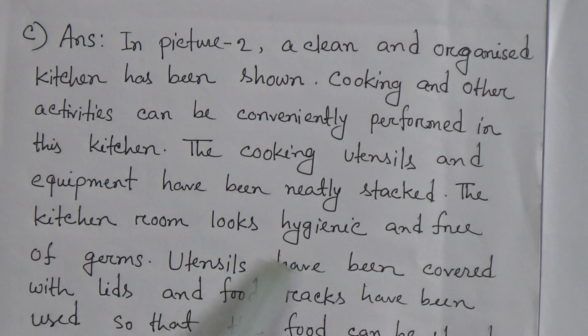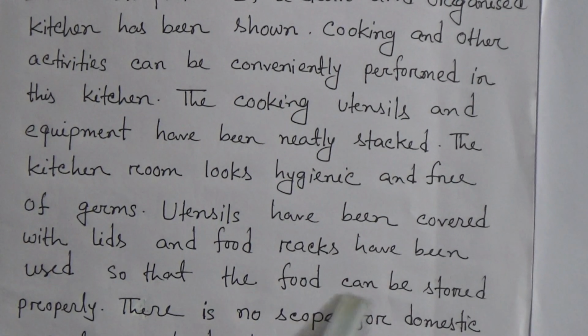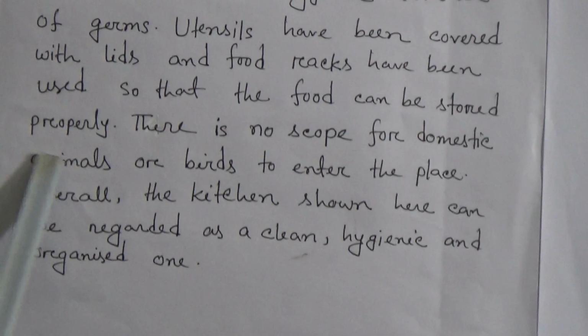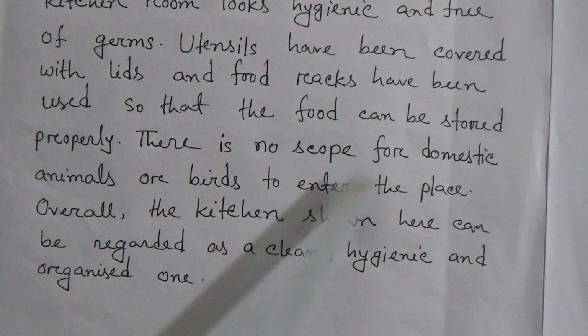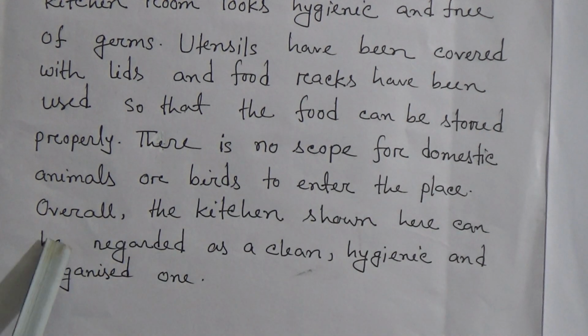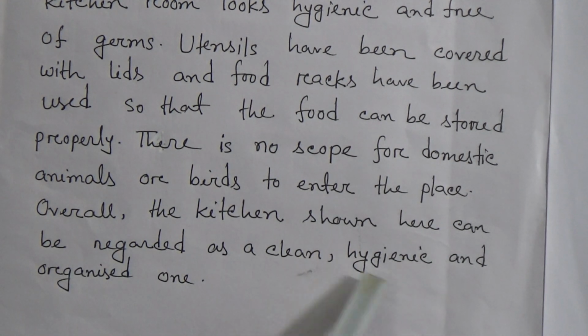The kitchen room looks hygienic and free of germs. Utensils have been covered with lids and food racks have been used so that the food can be stored properly. There is no scope for domestic animals or birds to enter the place. Overall, the kitchen shown here can be regarded as a clean, hygienic and organized one.